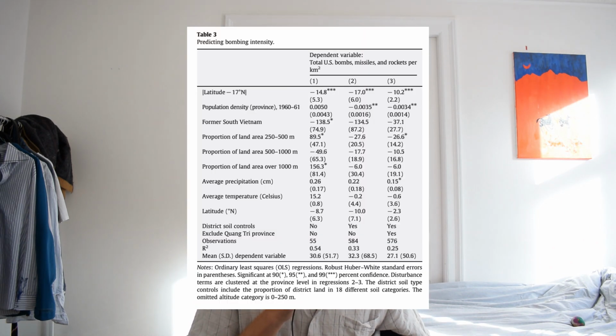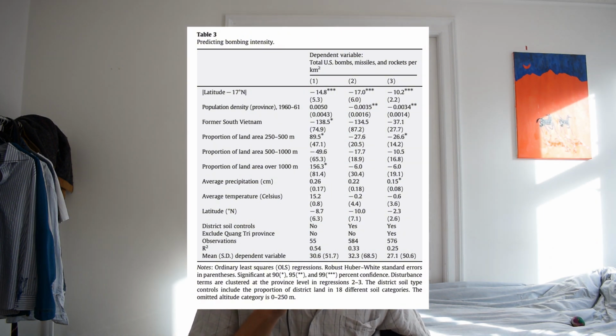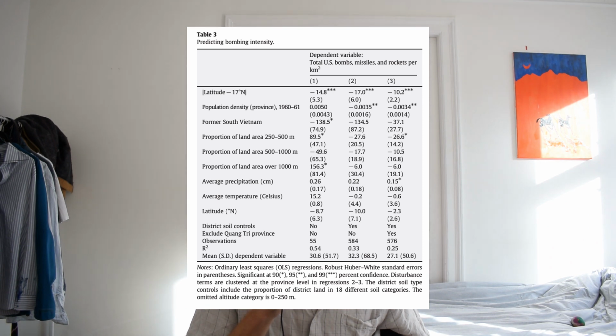First of all, let's look at whether the instrument, proximity to the 17th parallel, predicted bombing intensity correctly. I'm just going to shove up table 3, and if you look in the corner, it shows it's significant. This is great because if your instrument is not significant and isn't viable, it basically means you can't use it and the rest of your identification strategy is out the window. It kind of destroys your whole paper, but not the case here.